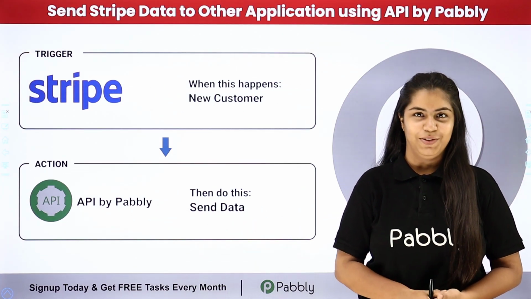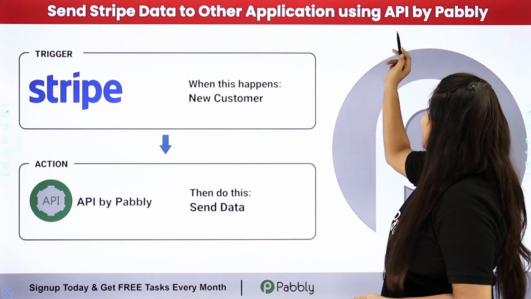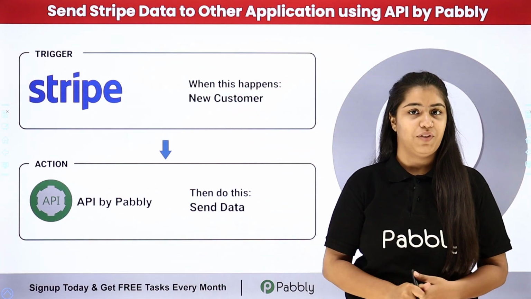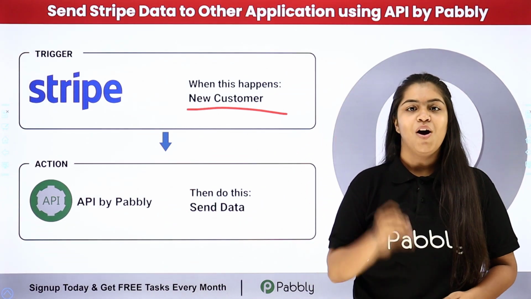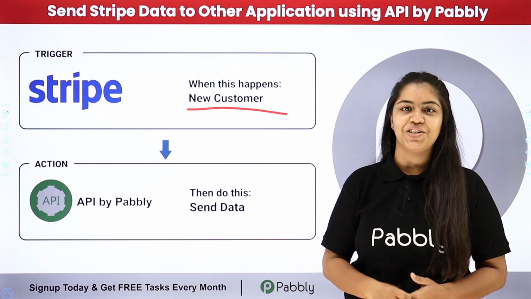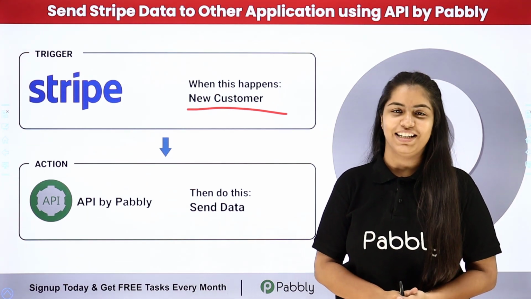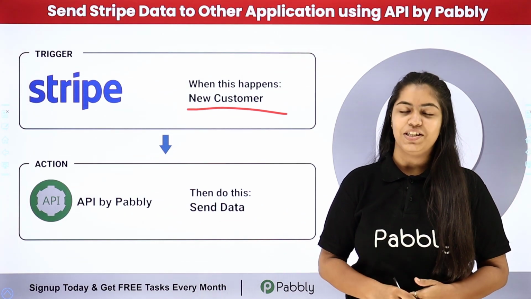So in this video we are going to understand how to send Stripe data to another application using API by Pabbly. The objective of today's video is that as soon as a new customer is added in a Stripe account, automatically the details of that customer should be sent to another application which is not natively integrated with Pabbly Connect.